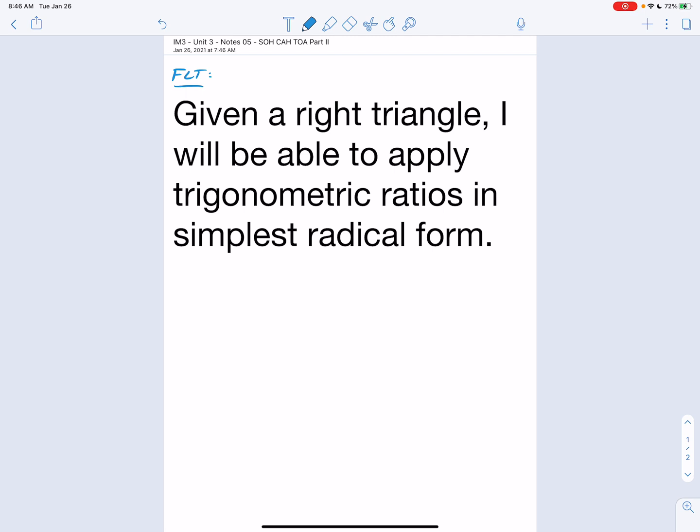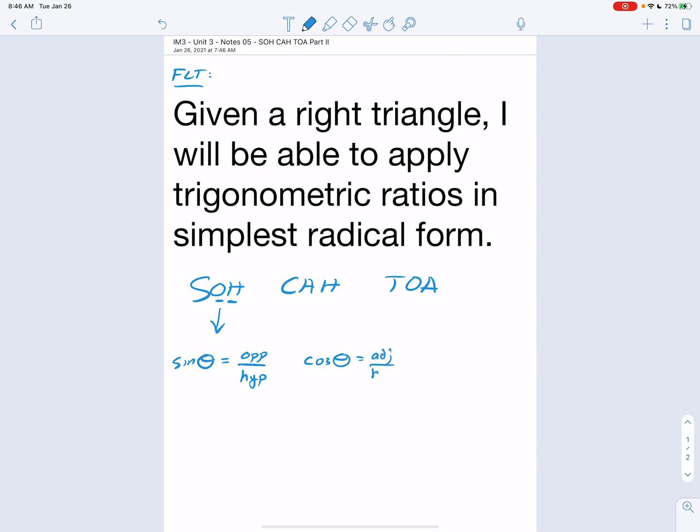So quick refresher, remember that TOA isn't just a funny phrase, but it actually tells you that sine of theta is equal to opposite over hypotenuse, O over H. It's a neat way of telling you what those ratios are. Cosine is adjacent over hypotenuse. And TOA, tangent of theta, is equal to opposite over adjacent, O and A.